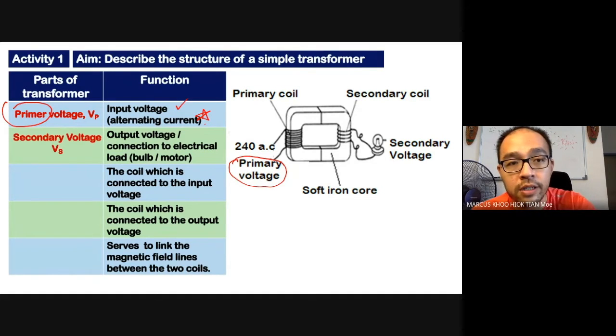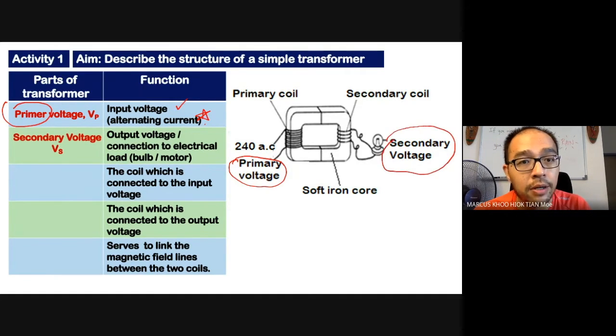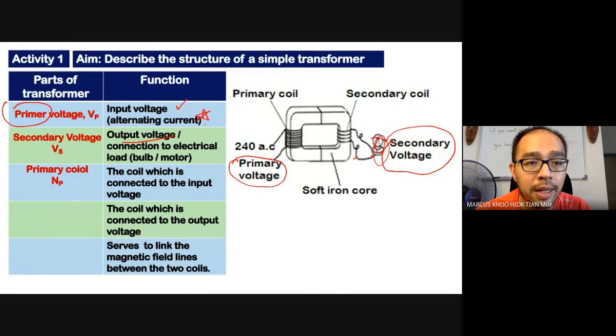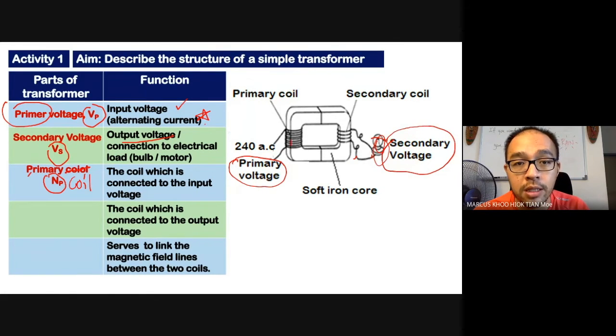You can try if you want, but it will definitely not work. The second part of the transformer is the secondary voltage, otherwise known as the output voltage. Usually we connect it to the electrical bulb, or motor, or whatever. You can put your handphone over here also, because it is the one that is receiving the amount of voltage needed. The third one is the primary coil, given the symbol NP. Notice all the P and S. VP is primary voltage, VS is secondary voltage, NP is primary coil, which is connected to the input voltage. And therefore the secondary coil NS will be the coil which is connected to the output voltage.